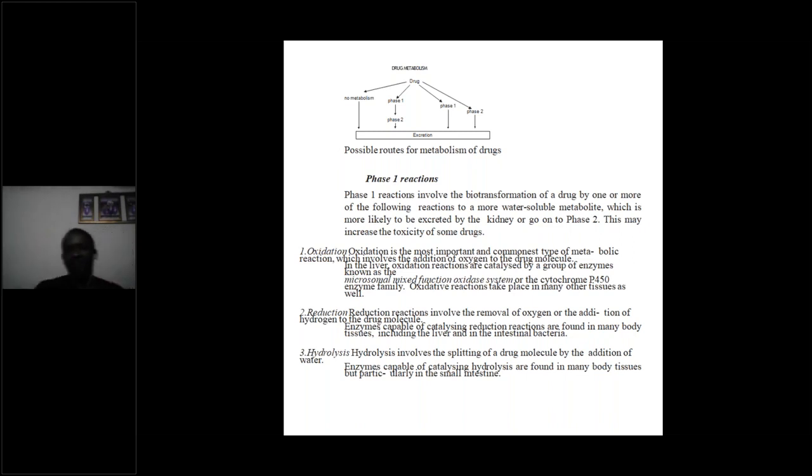The microsomal mixed function oxidase system, or the cytochrome P450 enzyme family. This cytochrome P450 enzyme family is one of the most powerful enzyme families involved in drug metabolism. If you check most drugs that we take, they are metabolized by cytochrome P450. We respect them in pharmacology. So oxidative reaction takes place in many other tissues.